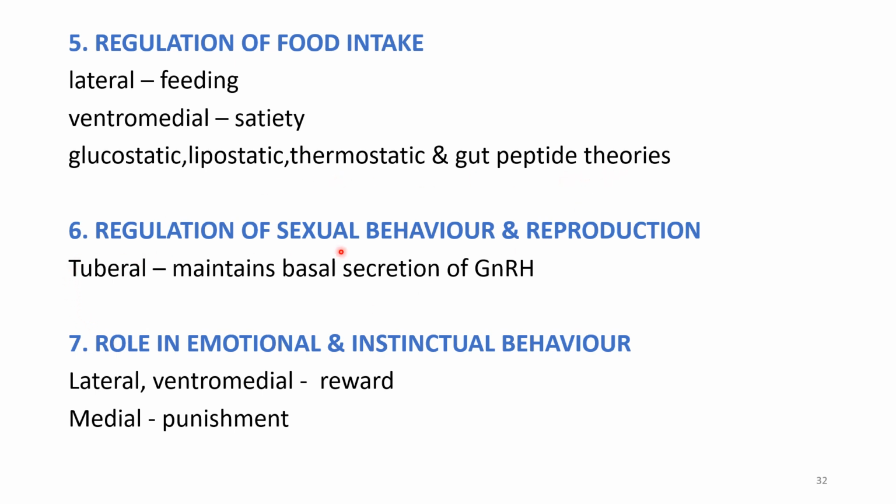The sixth one is the regulation of sexual behavior and reproduction. The tuberal region maintains the basal secretion of the GnRH hormone. The seventh function is the role in emotional and instinctual behavior. That is, the lateral and ventromedial nuclei will affect the reward system, and if we stimulate the medial nuclei, it results in punishment.